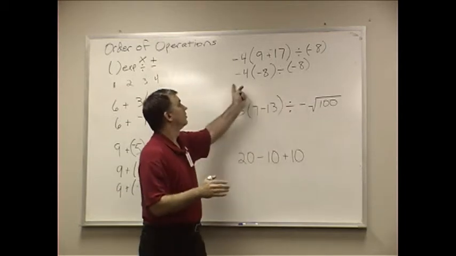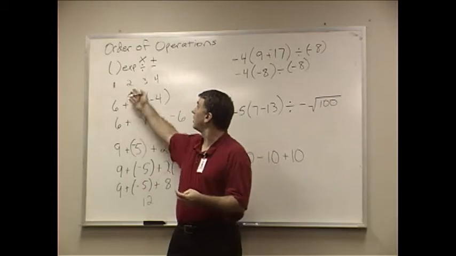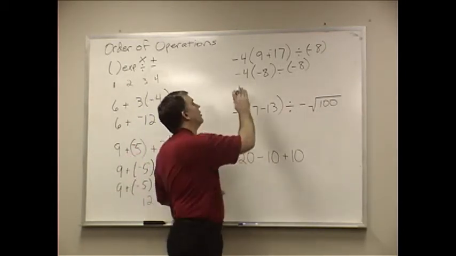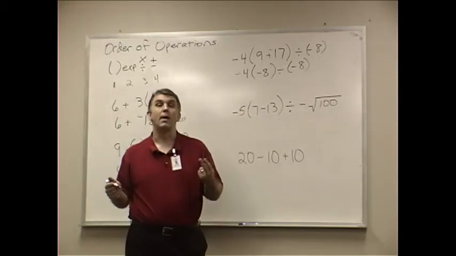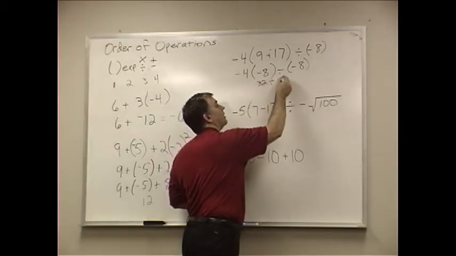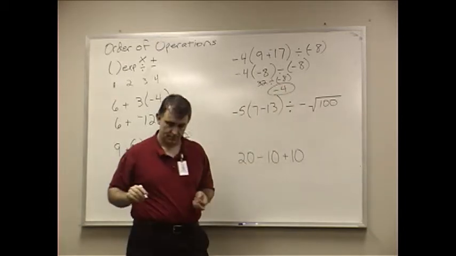Exponents, don't see any exponents here. Again, sometimes you do steps and you're like, hey, the third step is multiply and divide. So I get -4 times -8. That would be positive 32. And 32 divided by negative 8, that would be negative 4.